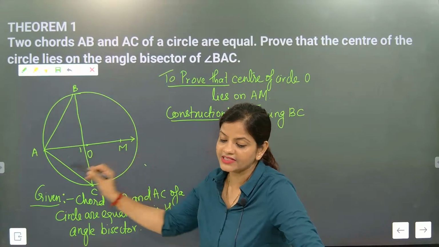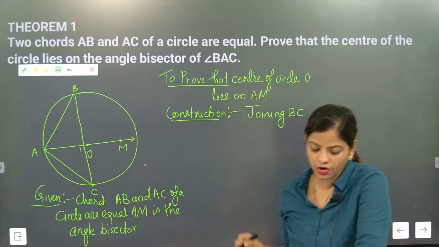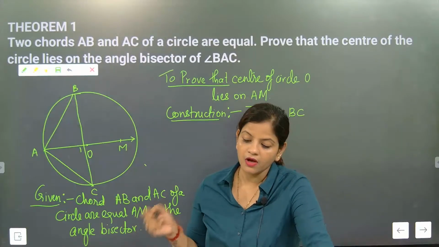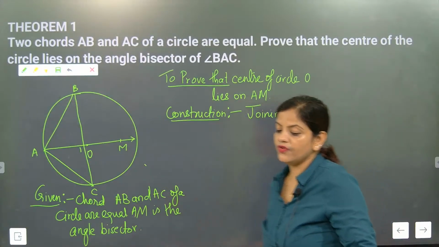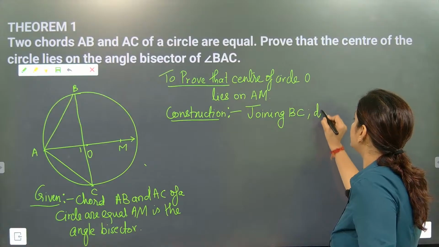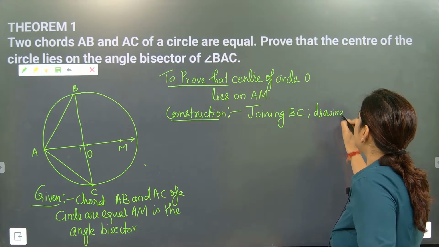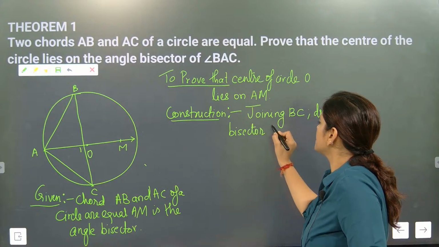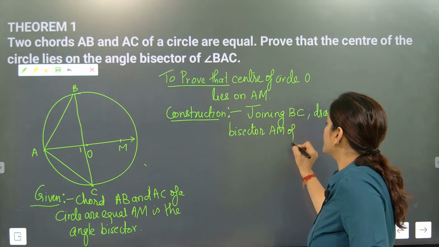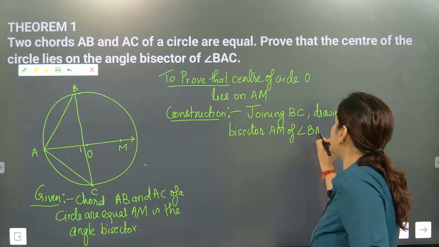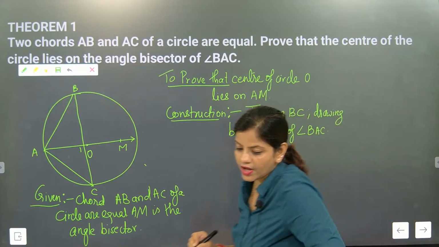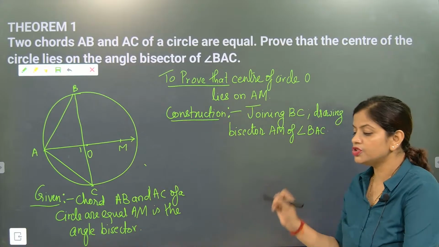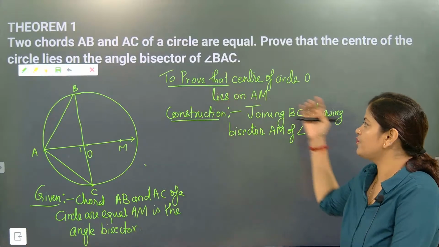We already drew one bisector AM, now beta. So we will write: drawing bisector AM of angle BAC. Drawing bisector AM of angle BAC. Understood till here beta? So this was the given section to prove that in construction.